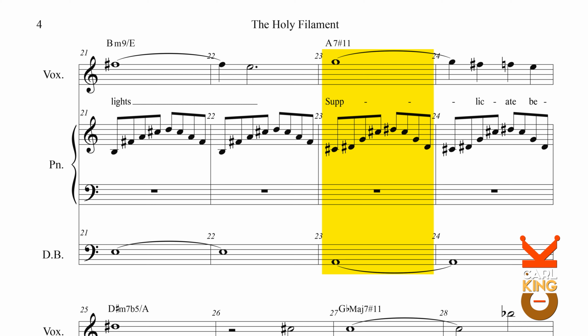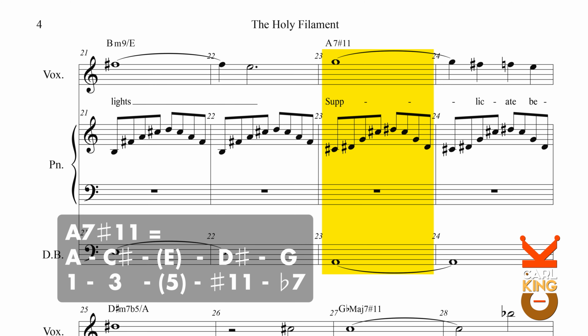Chord number 6 at measure 23, Patton sings a G note. And the piano plays the notes C sharp, D sharp, G, and the bass plays an A. So altogether, that makes for an A7 sharp 11 chord, with the notes A, C sharp, D sharp, and G, or the scale degrees would be 1, 3, sharp 11, and flat 7. And that one is in root position and missing the 5th, which would have been E.